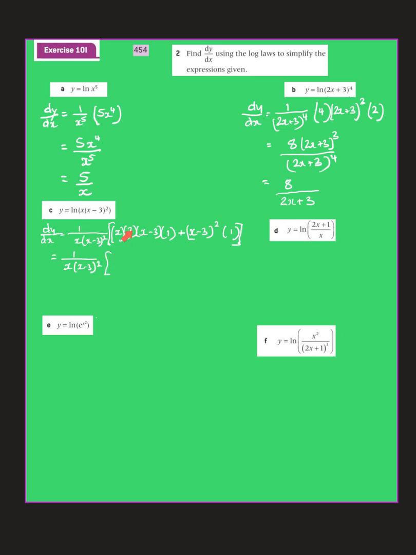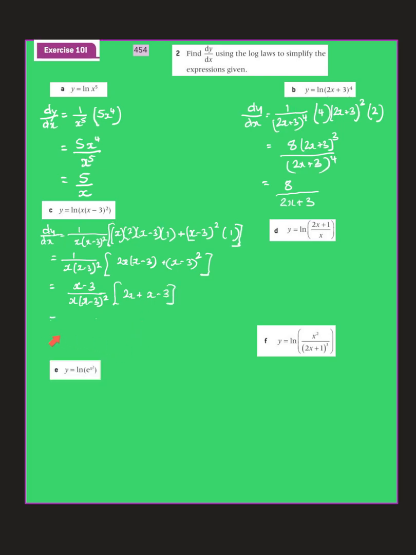Then we combine these up. We've got 2 times x minus 3, and on the right side we've got x minus 3, next term x minus 3 squared. We take out the x minus 3 from both terms. We've got x times x minus 3 squared. That became 2x plus x minus 3. And now we get rid of the x minus 3 on the top, and so we've got 1 over x times x minus 3. Got 3x minus 3. So that's 3x minus 3 over x times x minus 3.